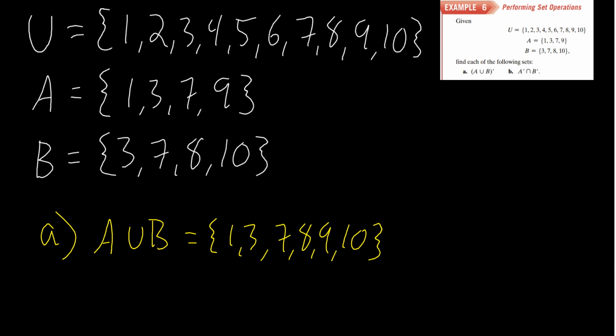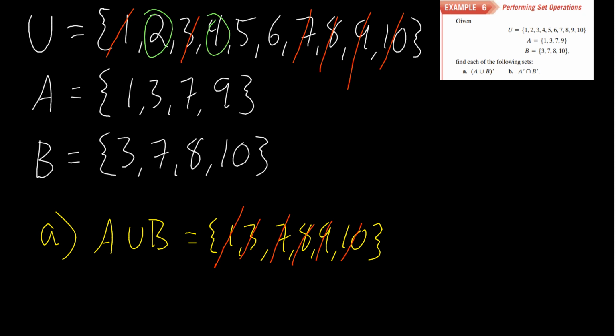Next, we're going to find the complement. If A union B is everything written in yellow, I have to find the complement of it. So we're going to cross out what is in A union B from what is in the universal set. 1 is in both, 3 is in both, 7 is in both, 8 is in both, 9 is in both, and 10 is in both. So what remains in my universal set is 2, 4, 5, and 6. So 2, 4, 5, and 6 will be my complement.